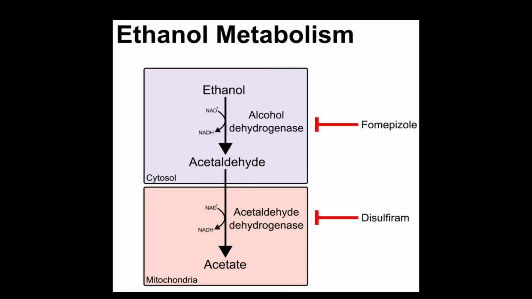So we'll come to ethanol metabolism and ethanol poisoning. Ethanol is converted into acetaldehyde by alcohol dehydrogenase, and acetaldehyde is converted into acetate by acetaldehyde dehydrogenase. The first step happens in the cytosol, and the second in the mitochondria. Again, fomepizole inhibits alcohol dehydrogenase and thus the first step of ethanol metabolism.